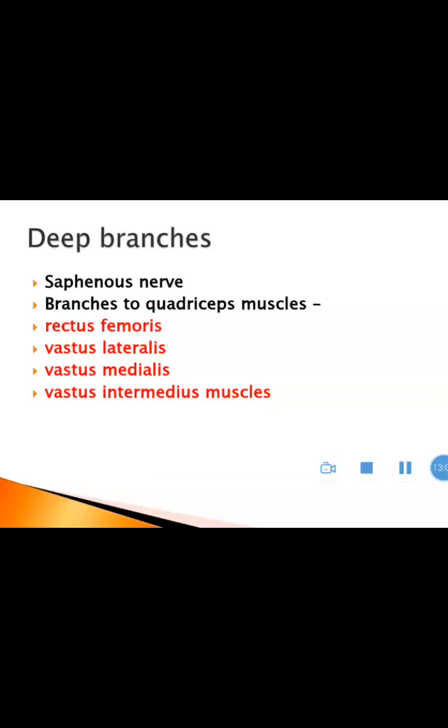Then we have deep branches, and the deep branches are saphenous nerve and branches to quadriceps muscles. The quadriceps muscles include rectus femoris, vastus lateralis, vastus medialis, and vastus intermedius.